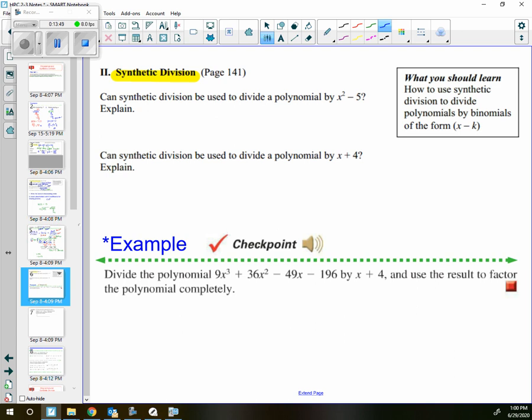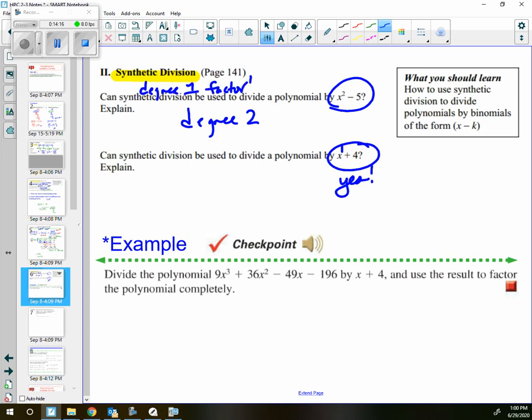So synthetic is the take out the stuff and make it a little bit easier. Can synthetic division be used to divide a polynomial by this divisor? No, because it's degree 2. Because that divisor is degree 2, you cannot use synthetic division. You can only use synthetic division when it's dividing by a degree 1 factor. Okay, so could you divide by x plus 4? Yes, you absolutely could, because that's a degree 1. So you can only use synthetic division when you're dividing by a degree 1 factor. That's the only time you can use it.